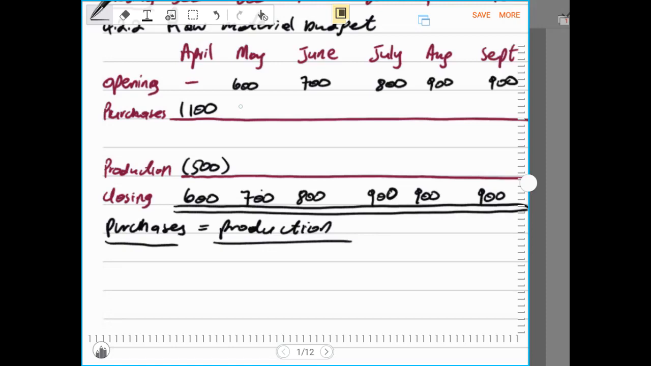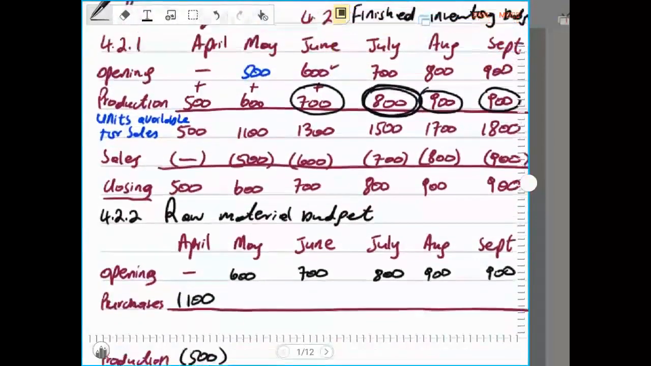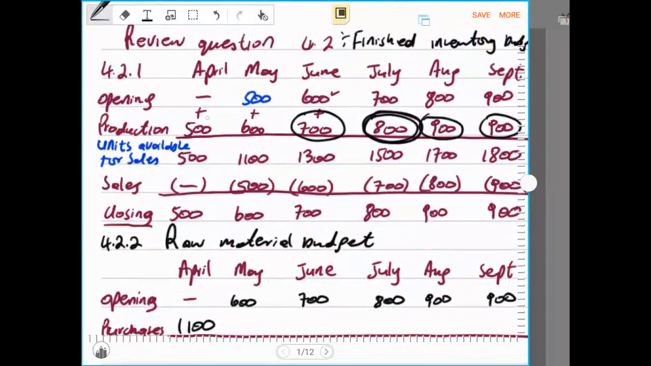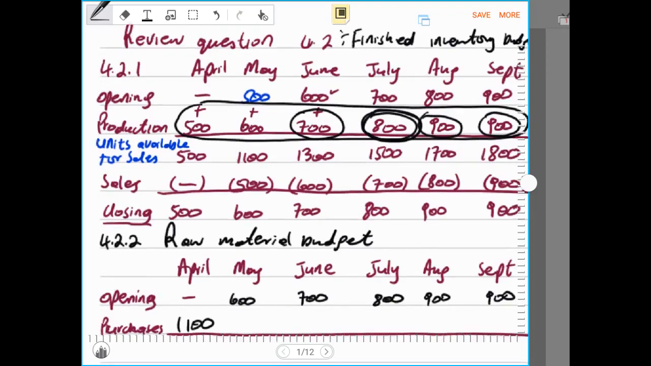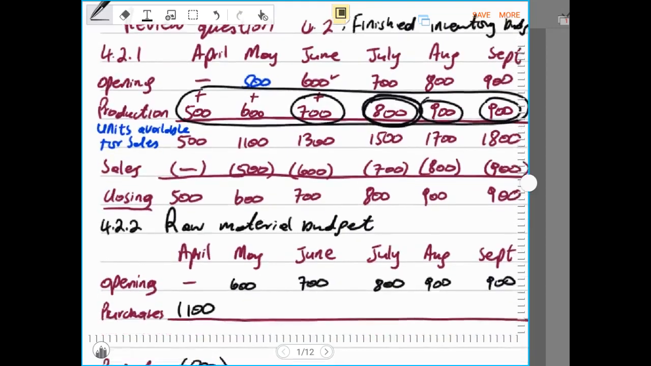equal to production. And our production, where is it coming from? Production comes from the materials, from the finished goods budget. So now here is the production that we are looking at. We are looking at this production which is in the finished inventory budget. Units that were produced and they were finished. Production was complete when it comes to these units. So now production comes from there.